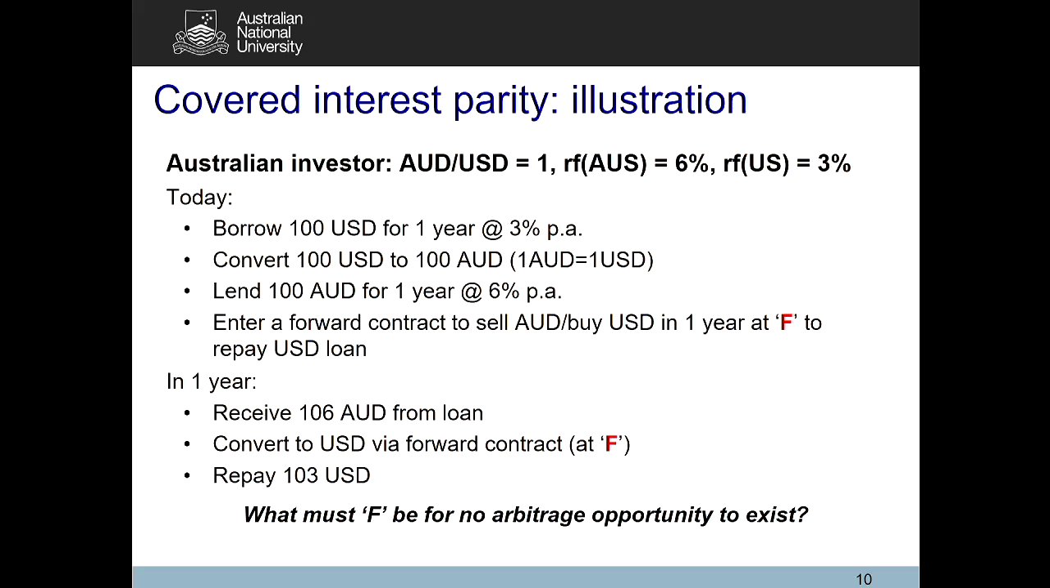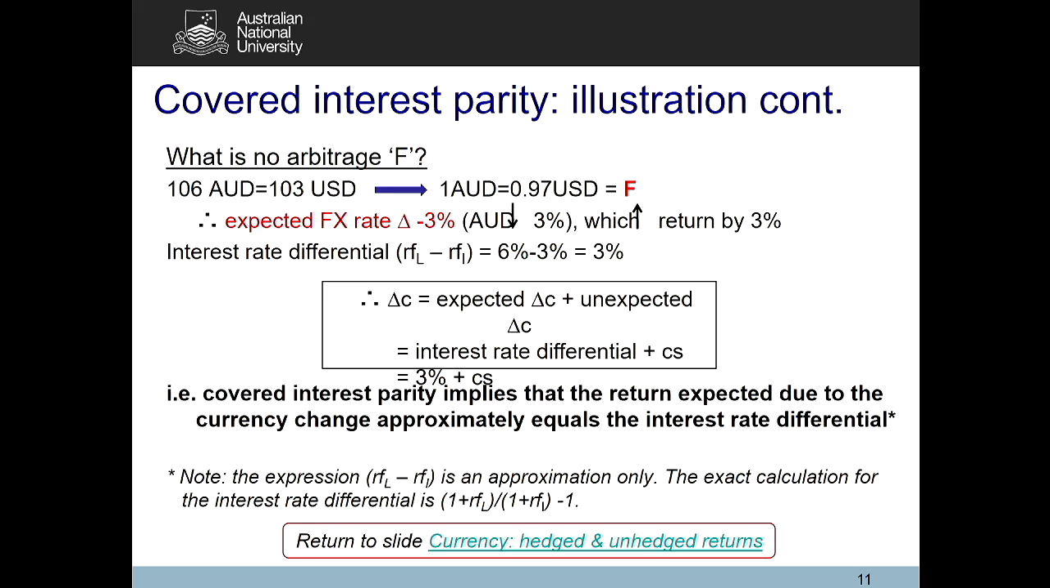So for no arbitrage, the rate at which we lock in to convert 106 Aussie dollars has to mean that we convert it to 103 US. To figure out what that exchange rate is, remember we're in the indirect system, so you divide both sides by 106, which means 1 Aussie dollar will be locked in to convert to 97 US cents. That's the forward rate. Sorry, I don't know why those arrows are out of line. Okay, so that's your forward rate that you're going to lock in today.